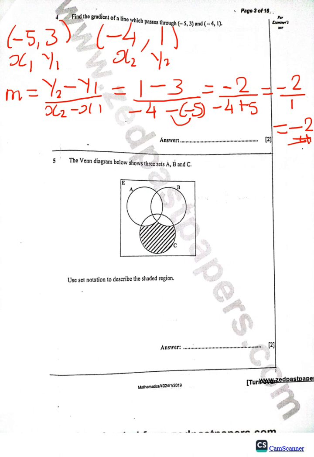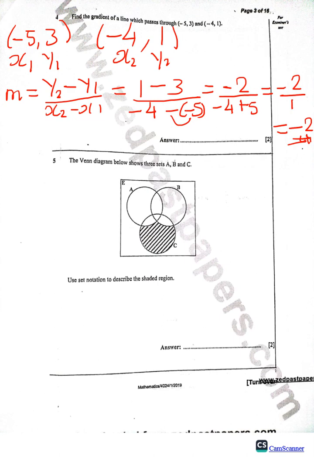Okay, now we can move on to question 5. The Venn diagram below shows 3 sets A, B, and C. Use set notation to describe the shaded region. So the unshaded part here indicates the area that was not wanted. So this is like we are looking at the complement.